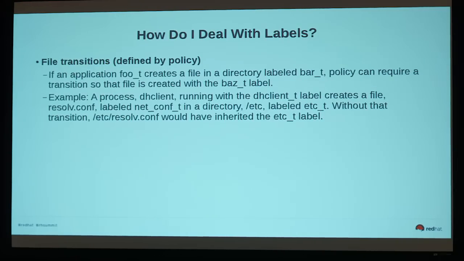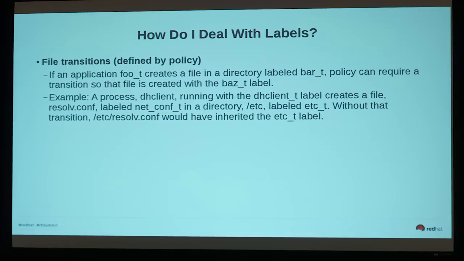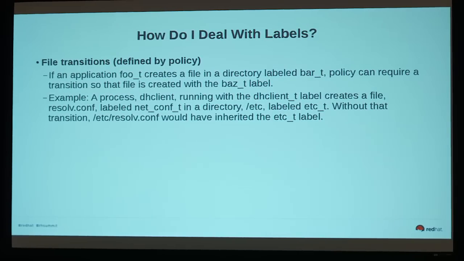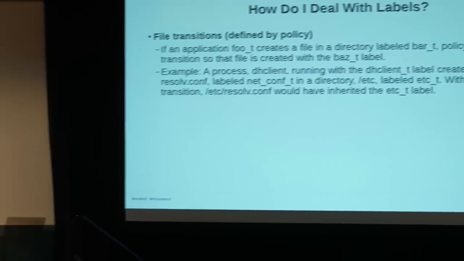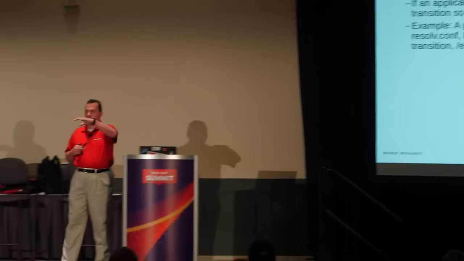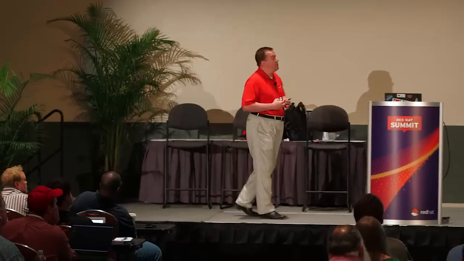Now, I want to talk a little bit about file transitions. So normally, if a file is created under, for instance, /etc, it'll get created with the etc_t label, which makes sense because it inherits. But you can set rules called transitions. For instance, if an application with a foo_t label creates a file in a directory labeled bar_t, you could actually set a transition that says, no, no, no. When it comes from here and it's going into here, we're going to set it to baz_t. So you can actually define rules that say we're going to create something that's not inheriting from the parent.